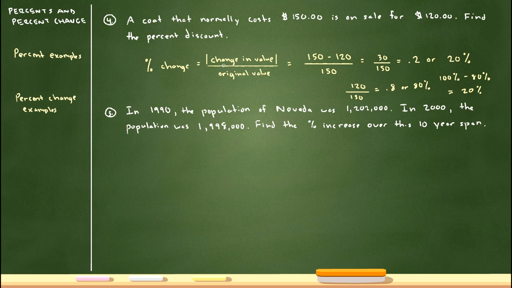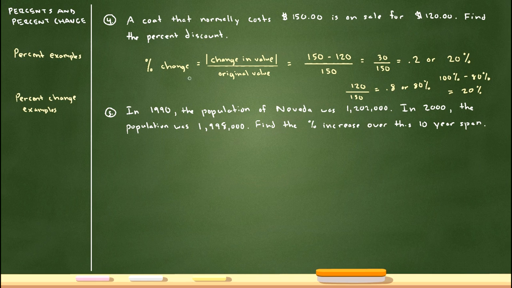Okay, so let's apply this to the fifth example here. So in 1990, we have the population of Nevada was 1,202,000, and in 2000, the population was 1,998,000. So we see there's a population growth, right? Over that 10-year period, approximately 796,000 more people moved to Nevada. So we want to find the percent increase over this 10-year span.